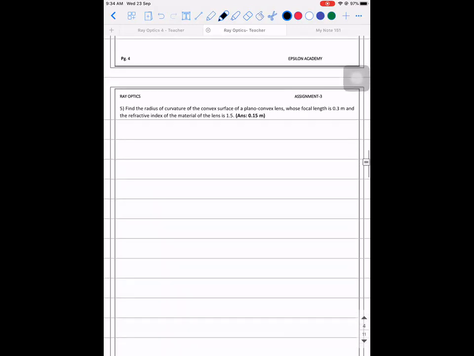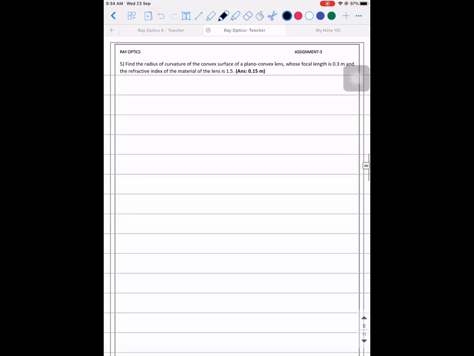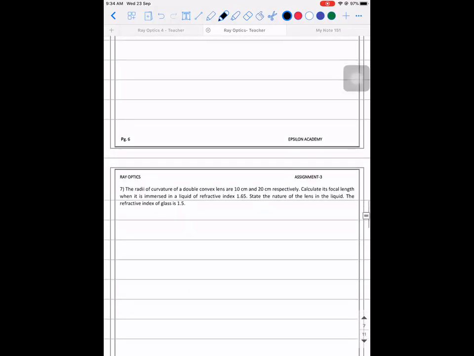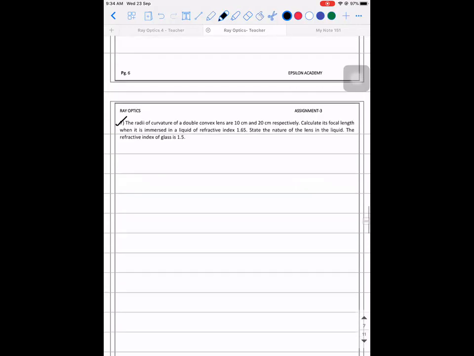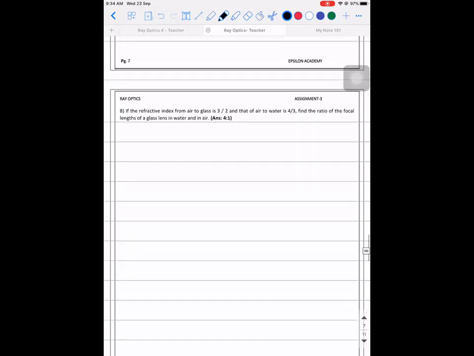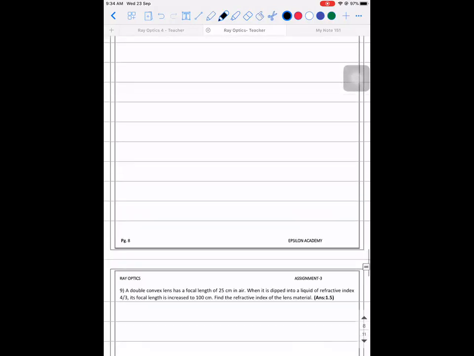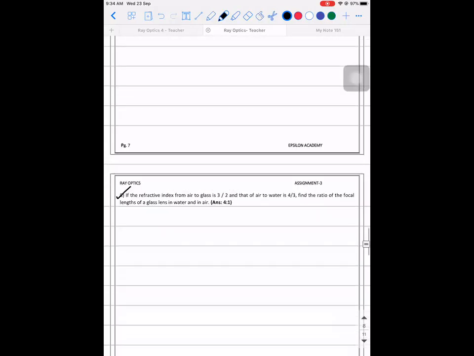Proceeding to the next problem. You can do a problem based on a plano convex lens immersed in another medium. This also. All our book problems are important as well.